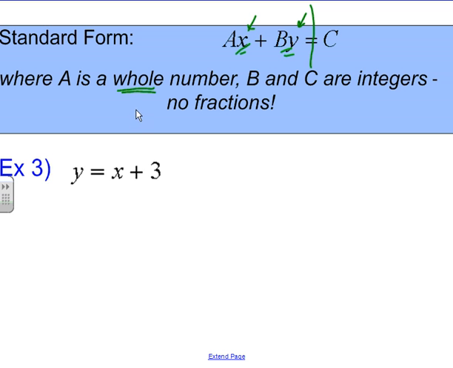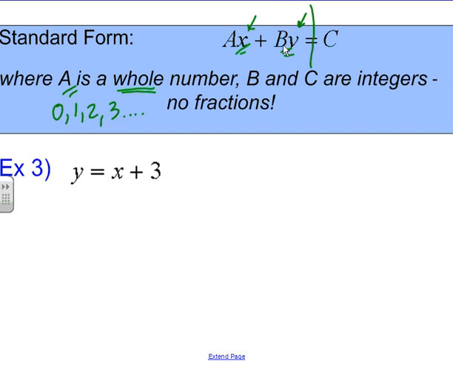Okay, and if we remember from our chapter 1 vocabulary, a whole number is 0 and any regular number after that. All the counting numbers, all the natural numbers. So 0, 1, 2, 3, and so on. Okay, so that's what A has to be.